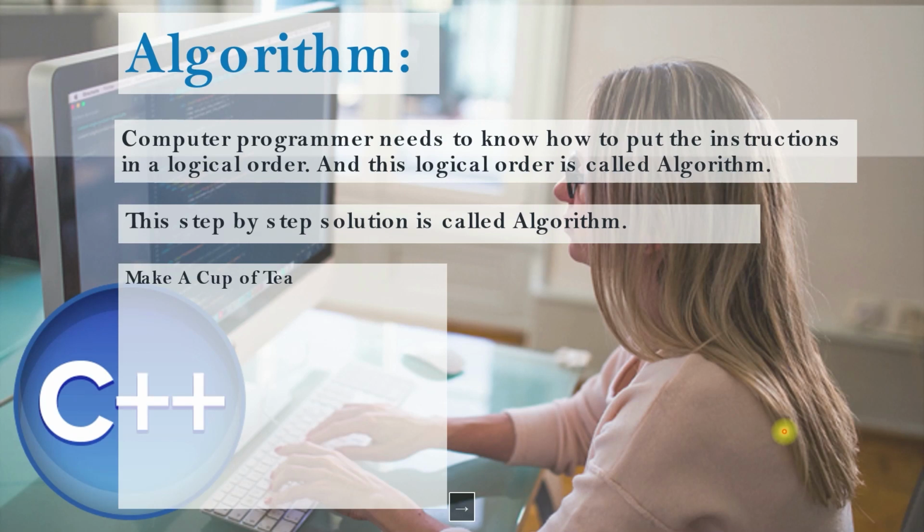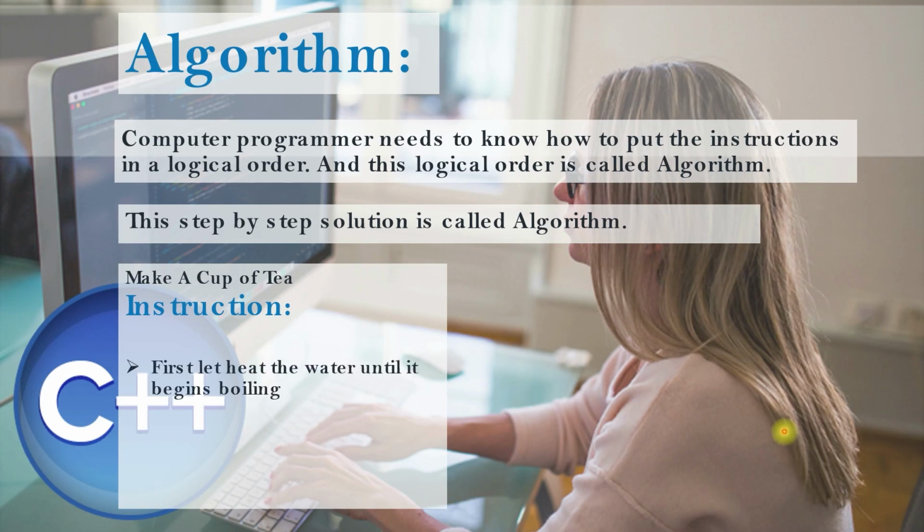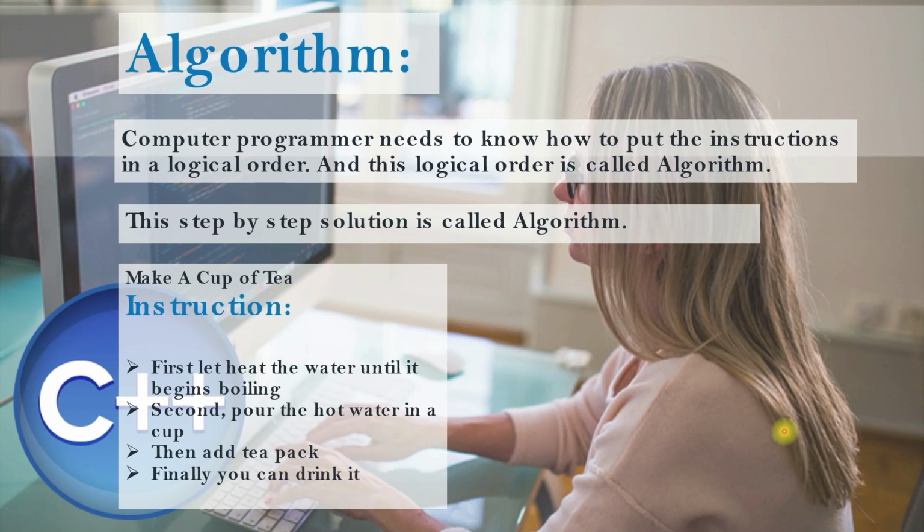Here's an example. For example, you have a problem. That problem is making a cup of tea. So the instructions for making a cup of tea are: first, heat the water until it begins boiling. Second, pour the hot water in a cup. Third, then add a tea pack, and finally you can drink it. It means finally you made a cup of tea.